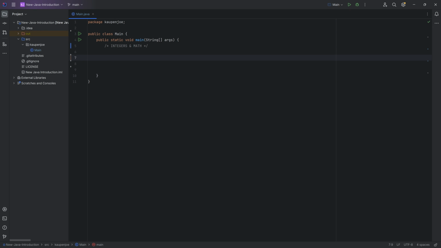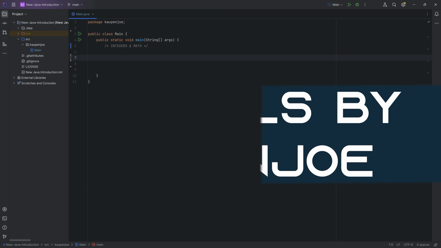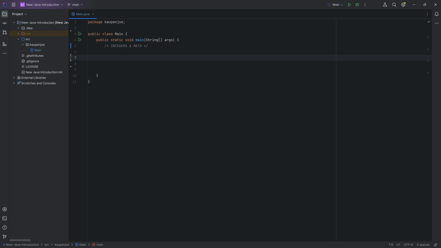Let's talk about integers and math. Alright, we found ourselves back in IntelliJ once more, and we're going to continue the Java introduction over here, this time with integers and math. And while you might say, why do I need math in programming, it actually is a pretty vital part of a lot of different things that might be coming up in the future.